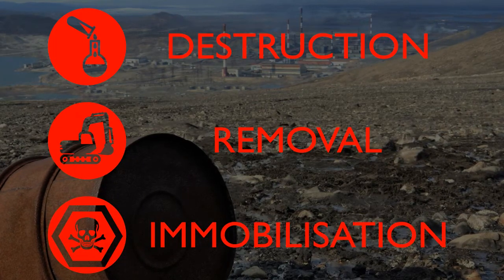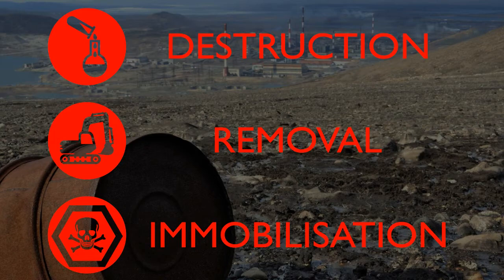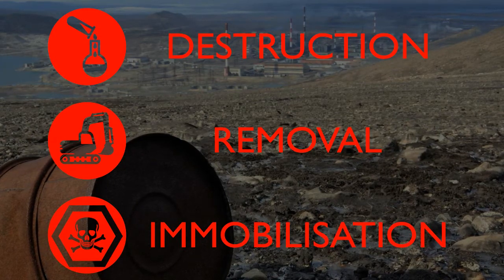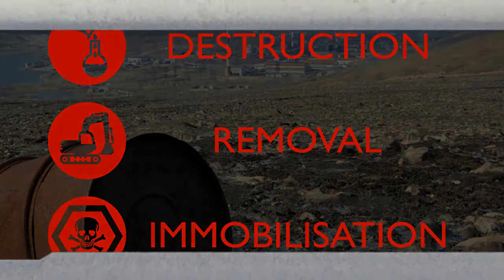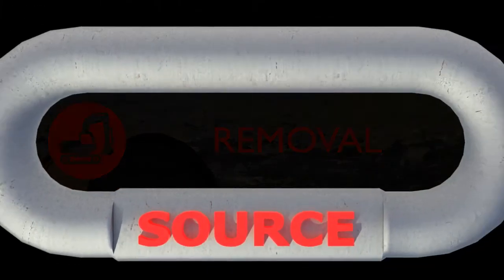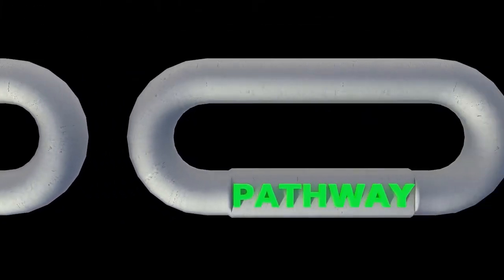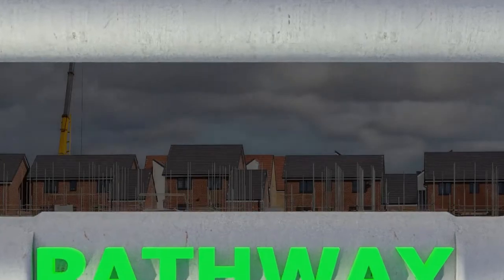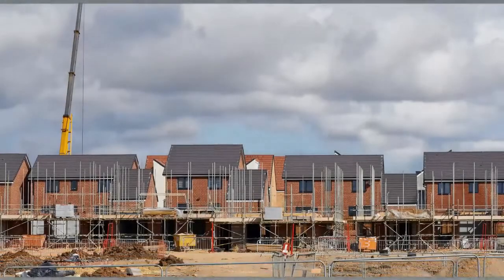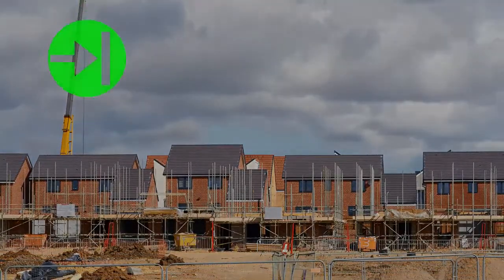Immobilisation, or trapping the pollutant by adding chemicals to solidify the contaminants, making it impossible for liquids or vapours to escape. If we then take the pathway, a pathway management solution breaks the link between contamination at the source and the building occupants by two primary means.